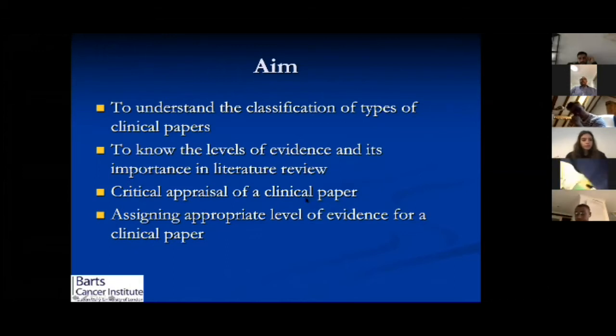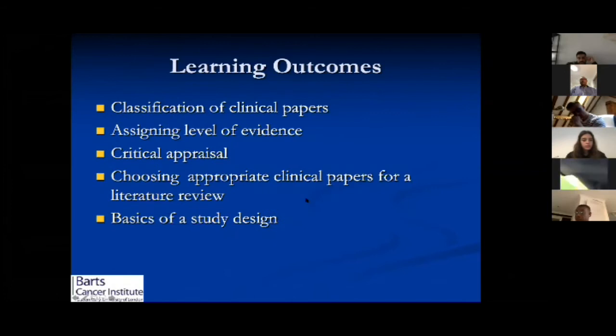So the learning outcomes are classification of clinical papers. By the end of this lecture, you will all be able to classify any clinical paper given to you, know which type of clinical paper it is, and assign the level of evidence just by looking at the abstract itself. You can also start doing critical appraisal as we go along. So this is like an introduction to critical appraisal.